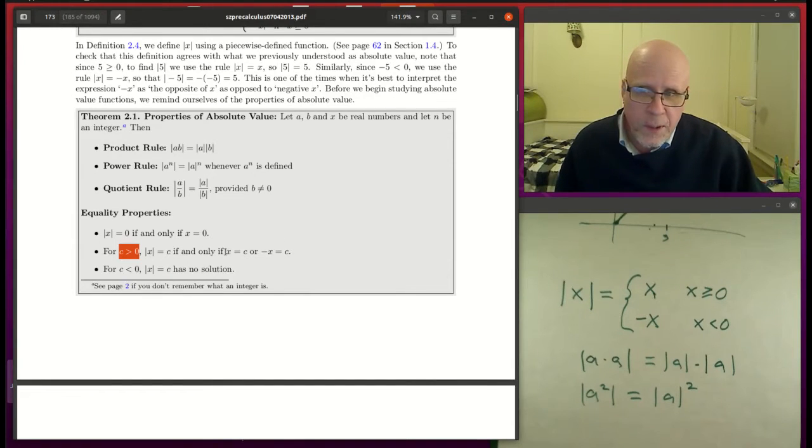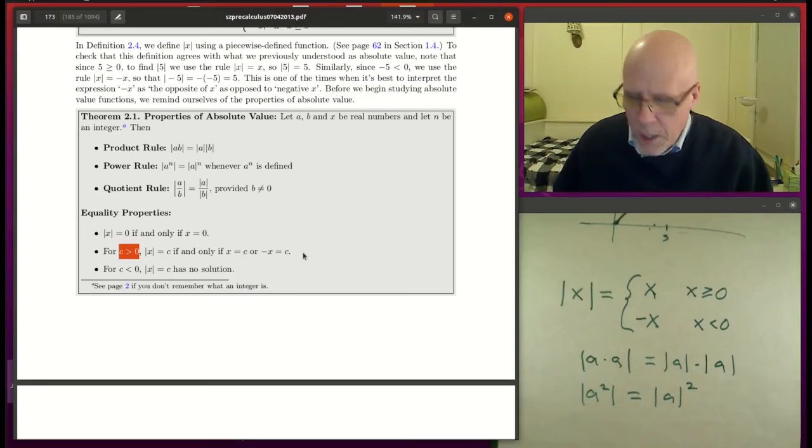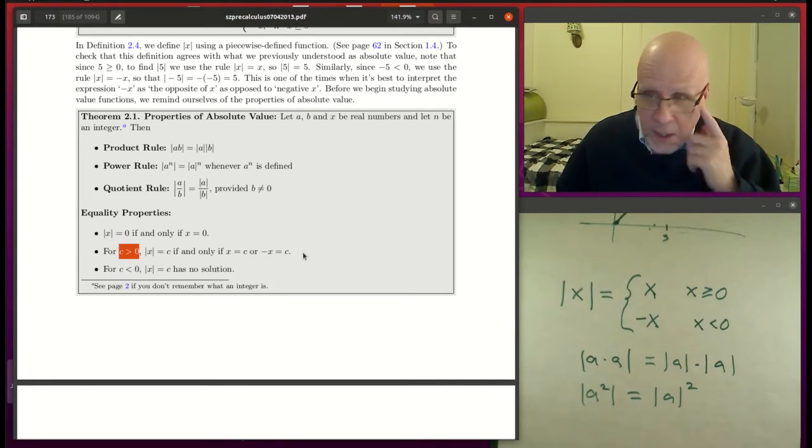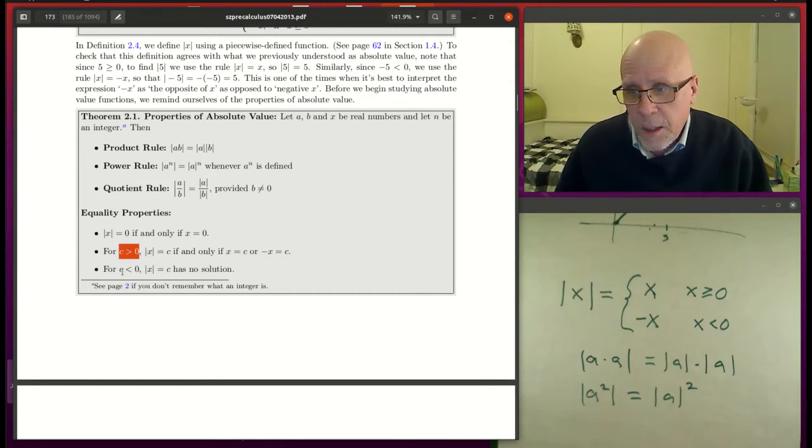You could put a different emphasis on that: x is equal to c, or x is equal to negative c. It's just changing which one you think of as the one that needs to have its sign changed. And lastly, you're not going to get a solution of the absolute value of x being some negative number. That's what that last thing is saying. If c is a negative number, the absolute value of x has no solutions.